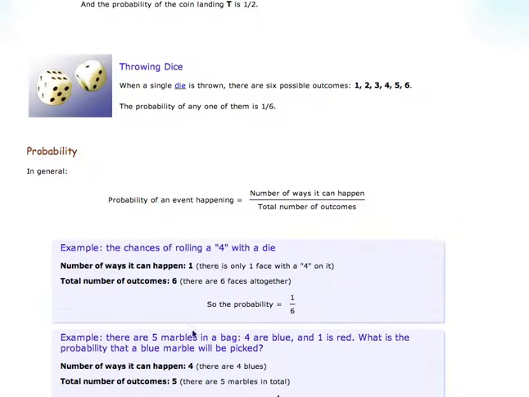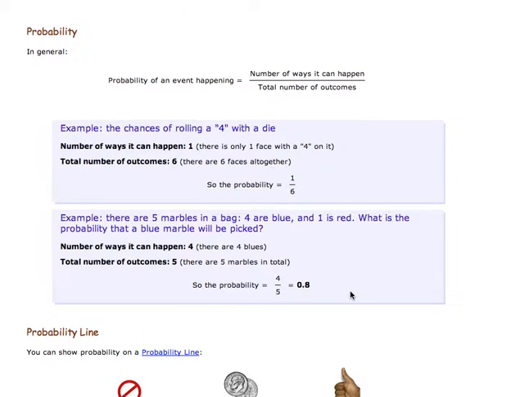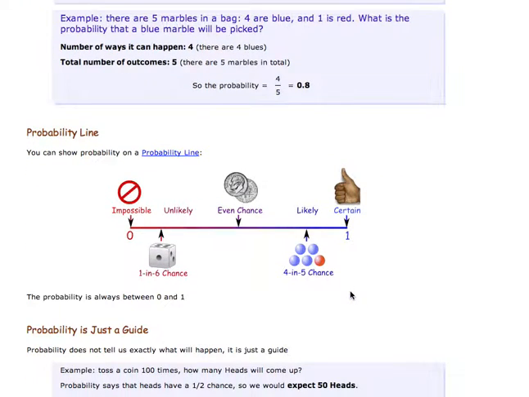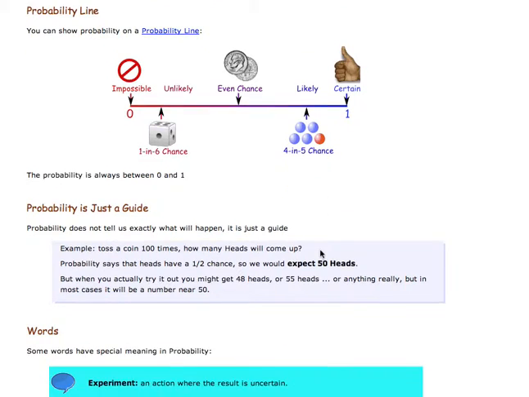They go through some examples and they talk about some experiments. You can look through that. This is more of what you learned on the iMaths: impossible, unlikely, even, likely, and certain. And you're going to be taking a quiz on that.